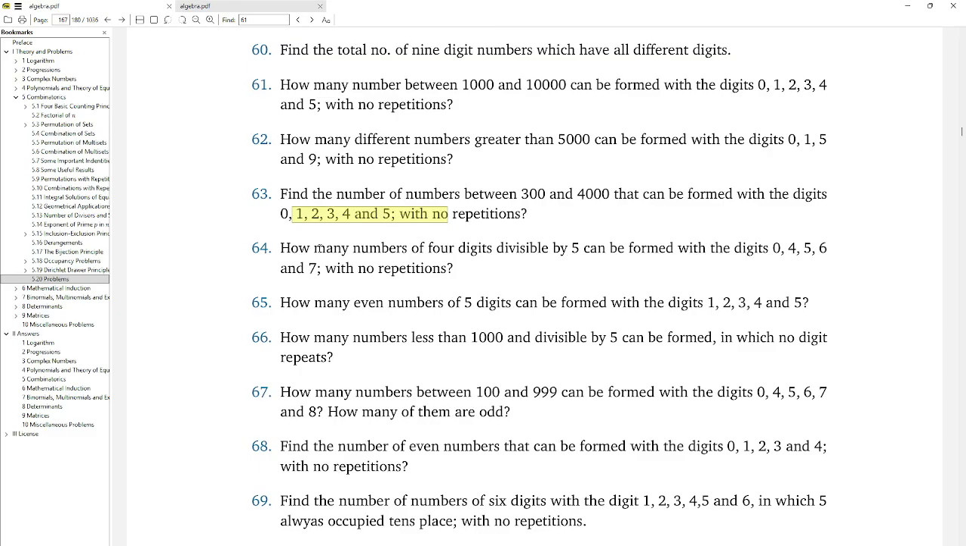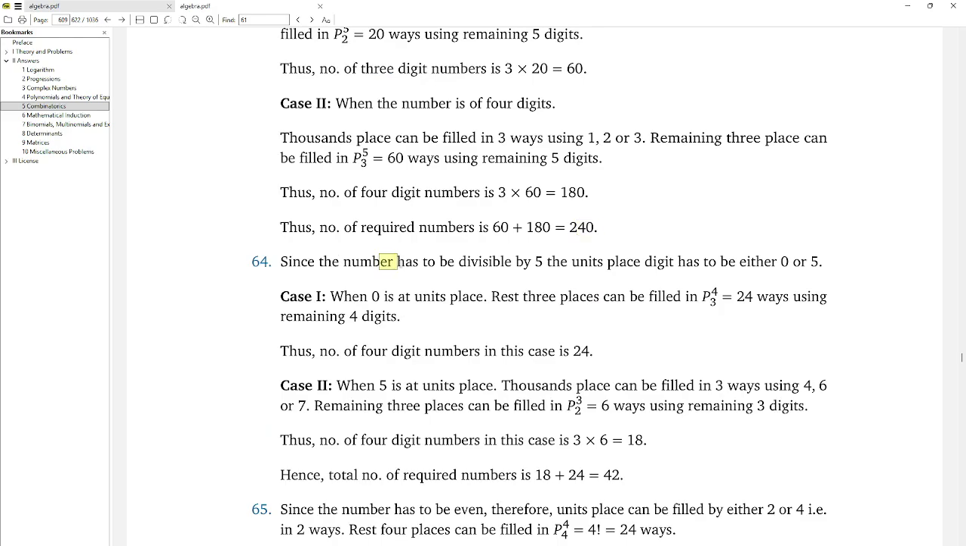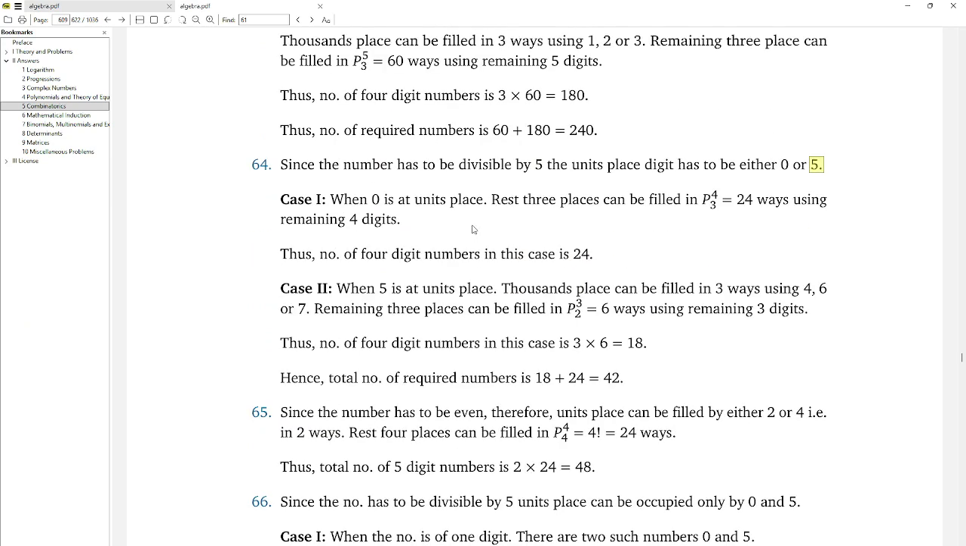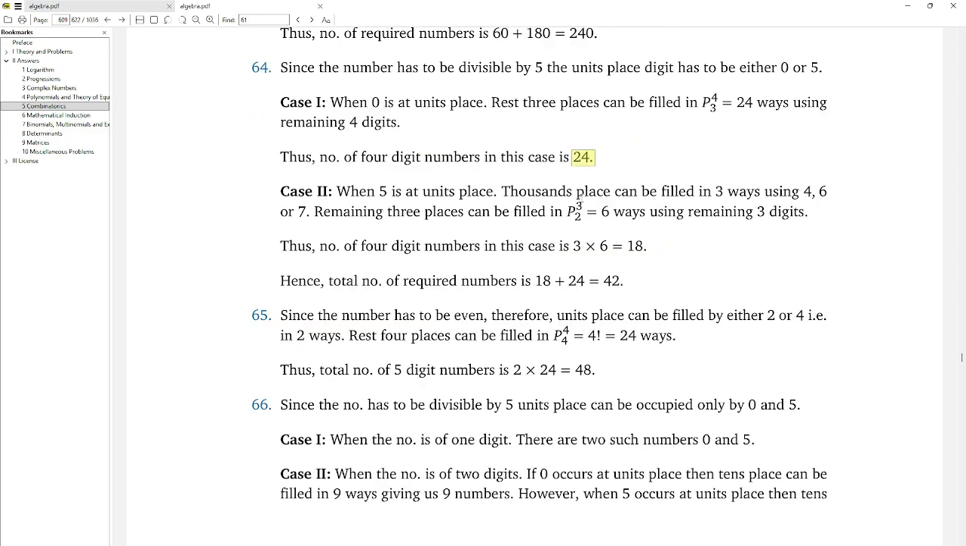Question 64 says that how many numbers of 4 digits divisible by 5 can be formed with the digits 0, 4, 5, 6 and 7 with no repetitions. So case 1, for the number to be divisible by 5, the unit place has to be either 0 or 5. Case 1 we take when 0 is at unit place. Rest 3 places can be filled in 4P3 ways, that is 24 ways, that is total number of numbers in this case would be 24.